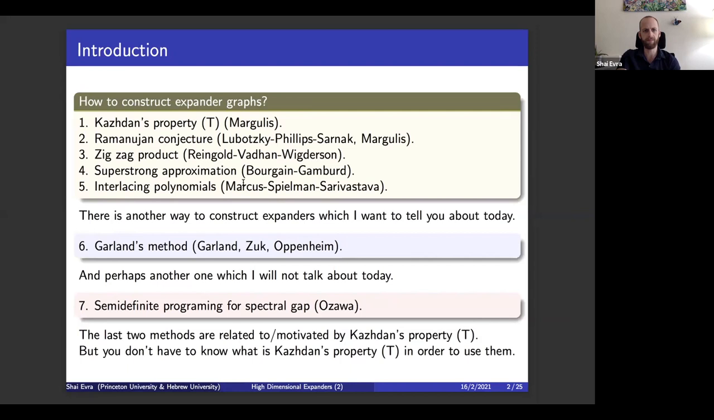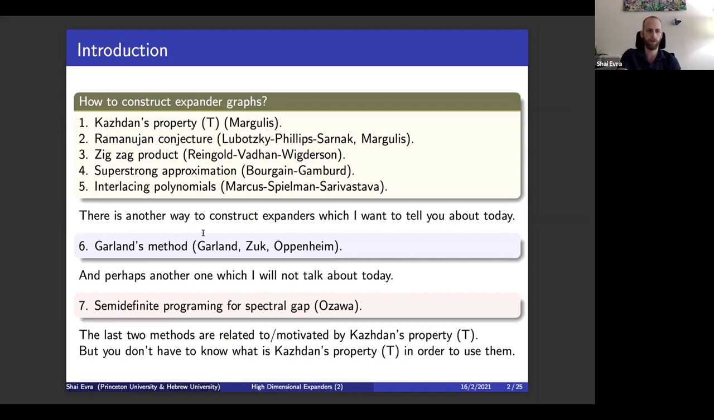This is not a random method, and I think Cohen made it explicit in a way I'm not entirely sure about. So these are the ways to construct expanders. And as far as I know, these are the only ways to construct explicit expanders. These are the main rubrics. And I want to tell you about a new way, which also dates back, it's an old method, but it was not used for this purpose. And this is Garland's method.